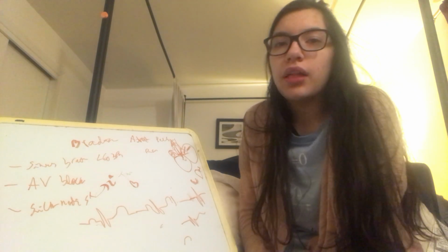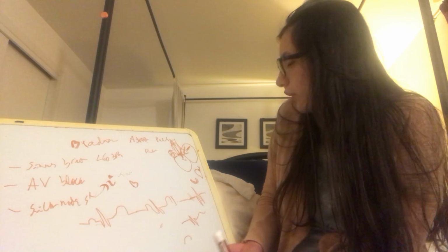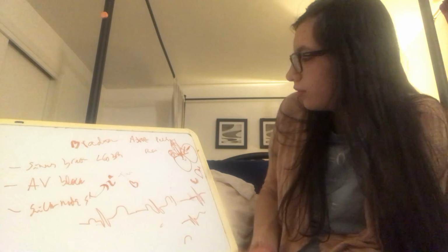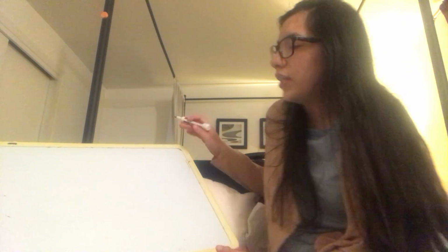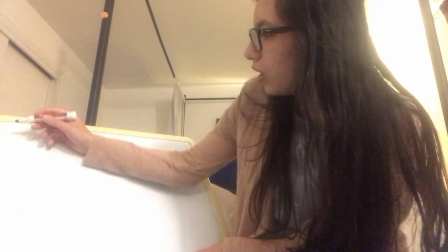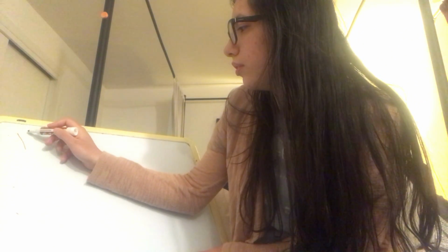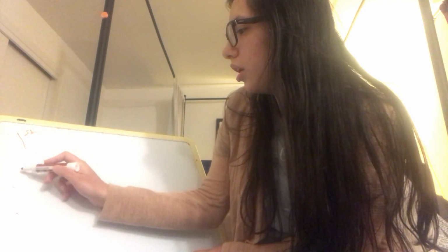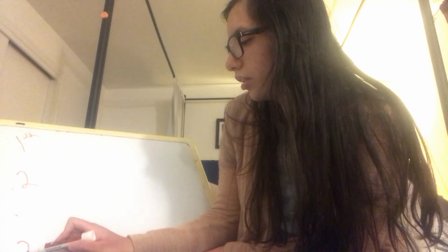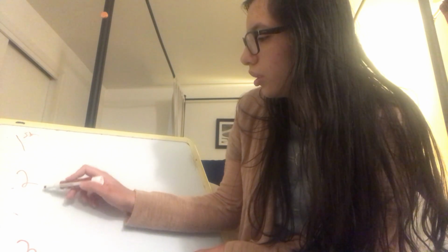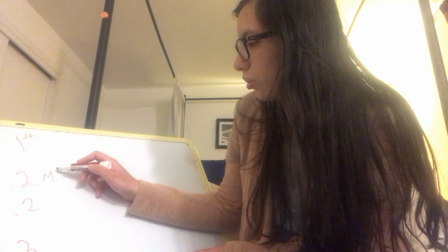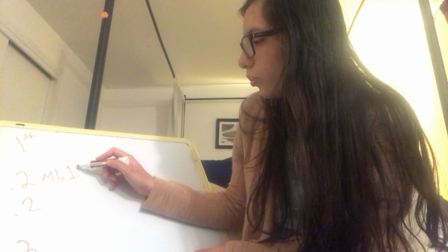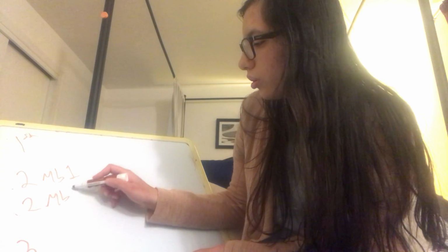Alright, now the atrioventricular node blocks. These are the most interesting ones. First, the findings on EKG. We have first degree, second degree, and third degree. Now the second degree is divided into Mobitz 1, also called Wenckebach, and Mobitz 2.